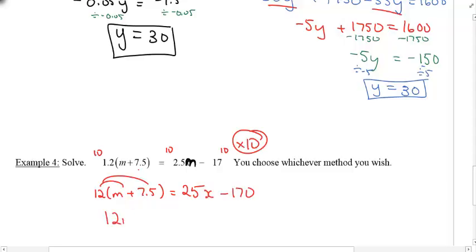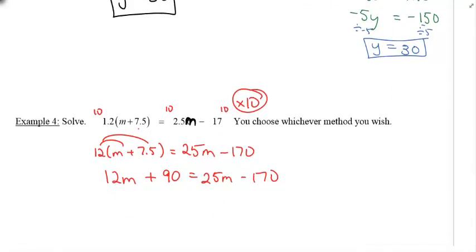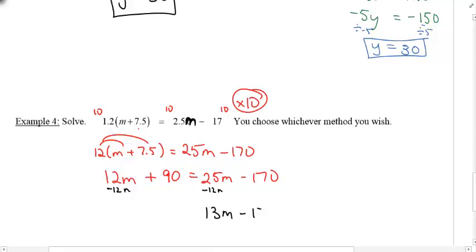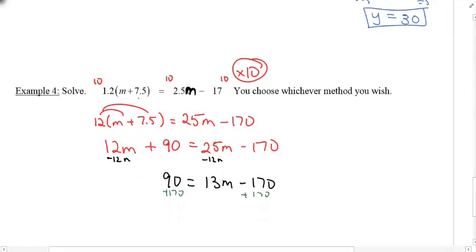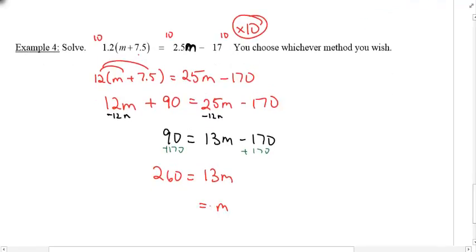Now I'll expand. 12 times 7.5. I think that's 90. You can double check. Subtract 12, divide those guys by 15 and equals 20.